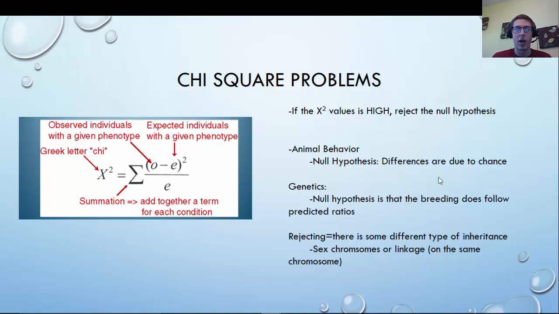Rejecting in a genetics problem is a little tricky because it probably means that there's some different type of inheritance. It isn't the one that was suggested. That could be because it's on a sex chromosome, or it could be linkage. Remember, we studied linkage in the fly phenotypes, and if it isn't 1 to 1 to 1 to 1 with the linkage, you can reject the null hypothesis and there is linkage. It means they are on the same chromosome.